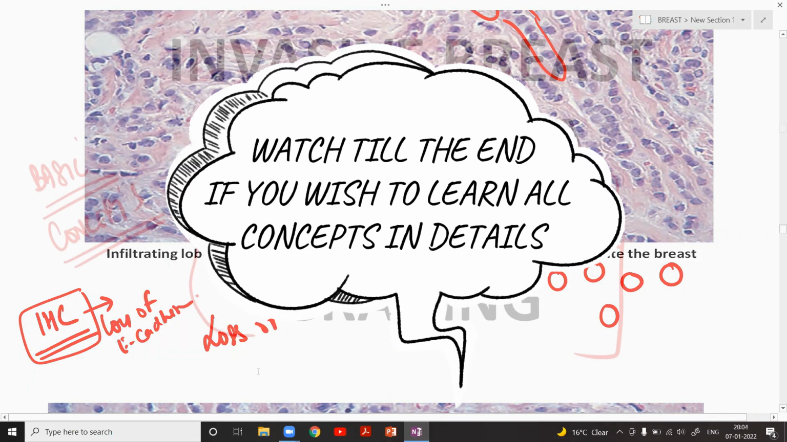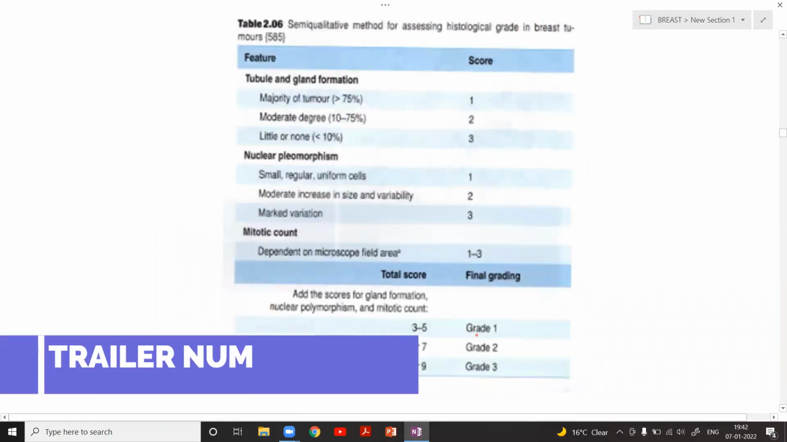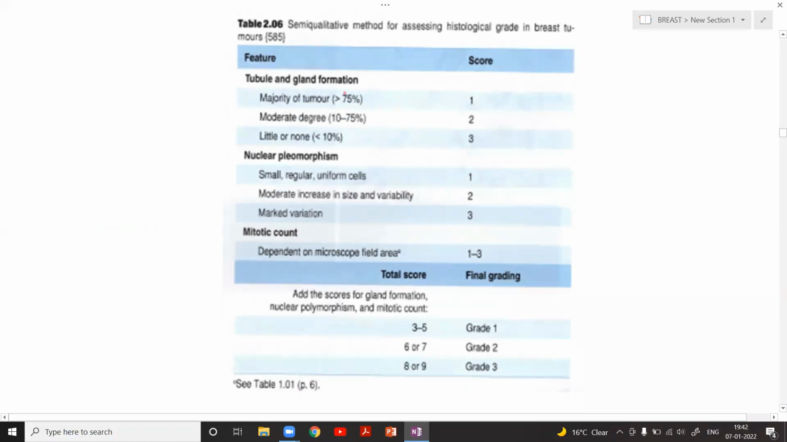cadherin expression. The Nottingham grading is taken from the WHO and it is given in a very simple manner. You will be asked, what are the components of the Nottingham grading of breast carcinoma? They are tubule and gland formation, nuclear pleomorphism, and mitotic count. What is tubule and gland formation? If the majority, more than 75%, contains tubules and glands, the score will be 1. If moderate, 10 to 75% contain glands, the score is 2. Little or less than 10%, the score is 3.